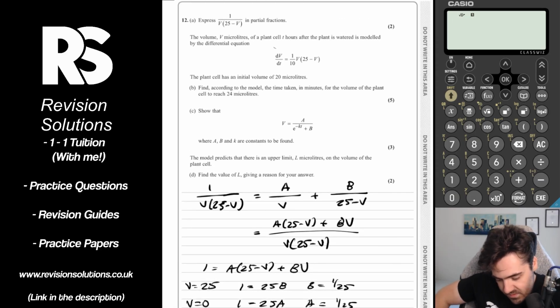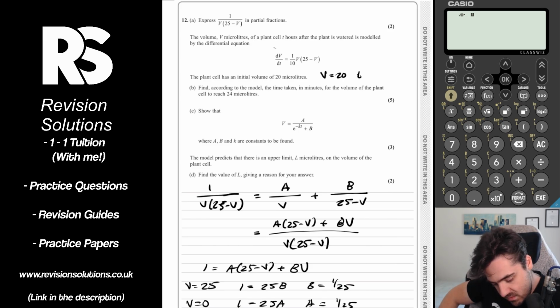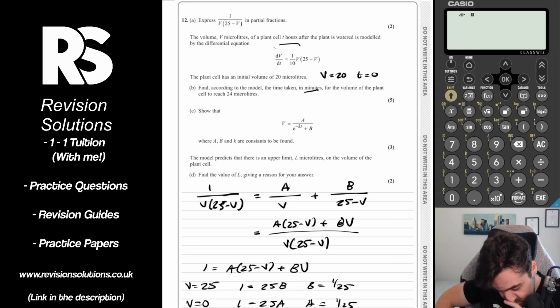Then it says the volume V, in microliters, of a plant cell, t hours after the plant is watered, is modeled by the differential equation. The plant cell has an initial volume of 20 microliters, so that's saying V equals 20 when t equals 0. Find, according to the model, the time taken in minutes for the volume of the plant cell to reach 24 microliters. First, notice there's a change in units. That's in minutes, so we need to watch out because they said t was in hours, so we'll need to convert at some point.